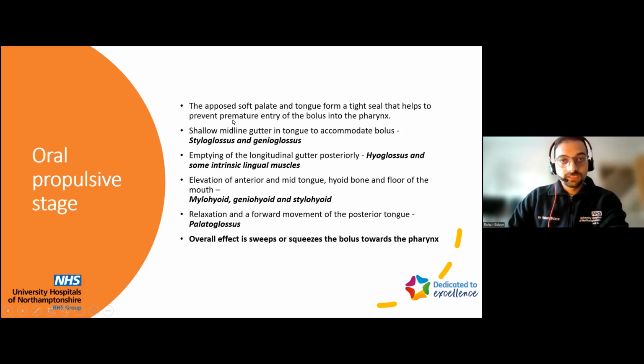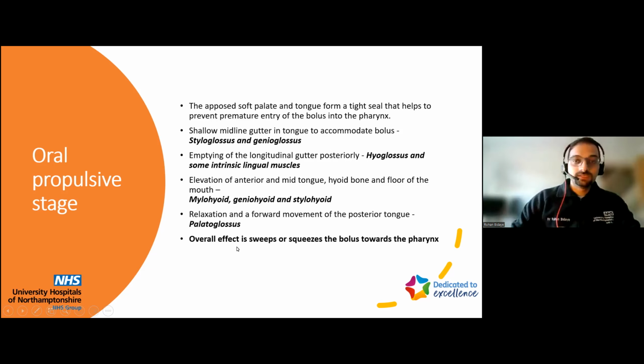The oral propulsive stage also has a few functions happening together. The apposed soft palate and tongue form a tight seal that helps to prevent the premature entry of the bolus into the pharynx. A shallow midline gutter in the tongue to accommodate the bolus. I've marked the muscles involved in bold over there for anyone who's reading. Emptying of the longitudinal gutter posteriorly, elevation of the anterior and the mid-tongue, hyoid bone, and the floor of the mouth, and then the relaxation and forward movement of the posterior tongue. Overall, the effect is to sweep and squeeze the bolus towards the pharynx.